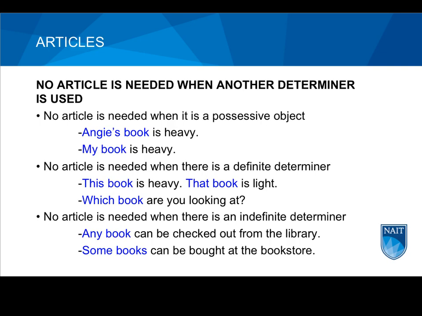We also do not need any article when there's an indefinite determiner. So for example, "Any book can be checked out from the library." In this sentence, any is an indefinite determiner, and it replaces the need for a or an. "Some books can be bought at the bookstore." Some is an indefinite determiner. We don't need any article.